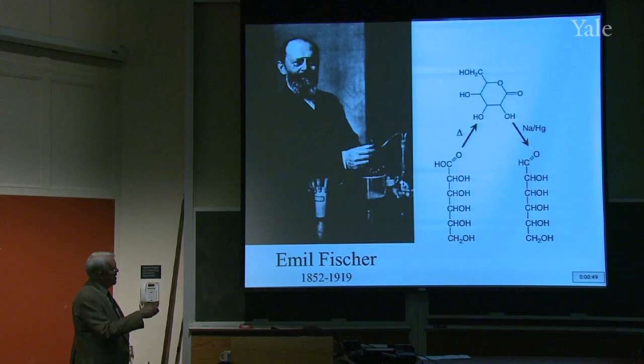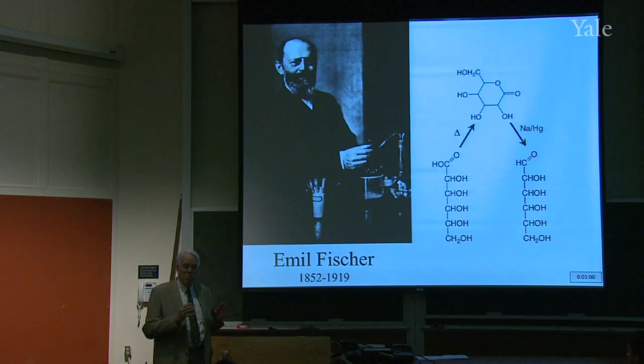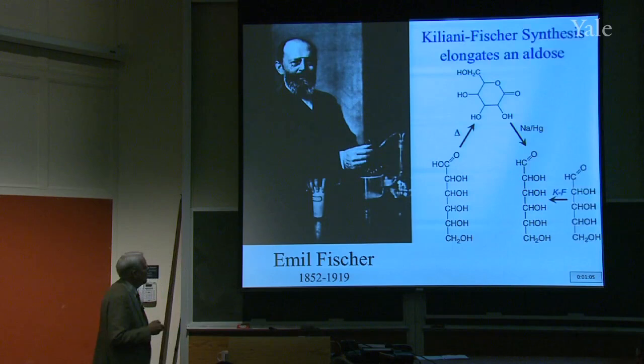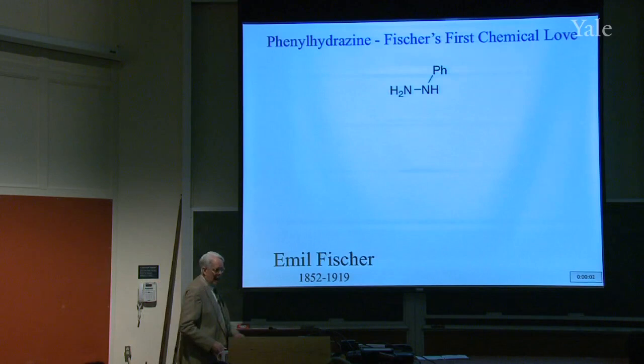Now, why was that handy? Because it gave a way to convert one sugar into another sugar. Now you could make new sugars synthetically because it was possible to stop at the aldehyde, right? So a Kiliani-Fischer synthesis on arabinose gave this compound. So Kiliani-Fischer synthesis elongates an aldose, makes it one carbon longer. Okay, now that wasn't the reason Fischer got the Nobel Prize.